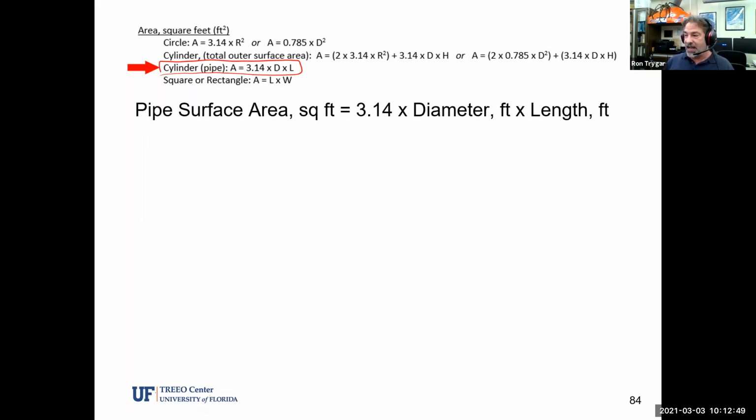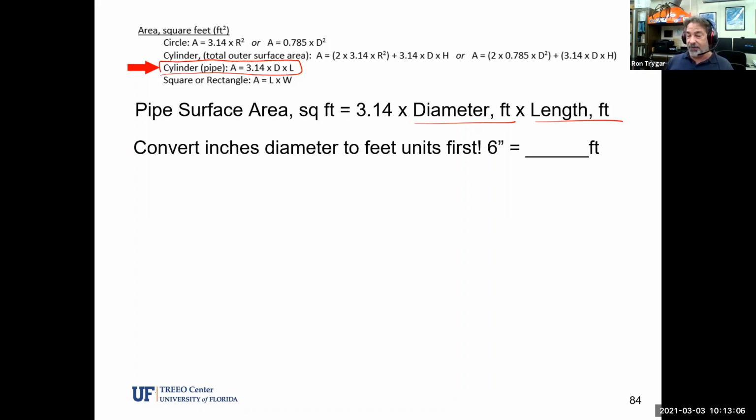So the pipe surface area for our example here is going to be 3.14 times the diameter in feet and the length in feet. I didn't give you the diameter in feet. I gave you the diameter in inches. So the first step is to convert the inches of diameter into feet. So 6 inches divided by 12 inches per foot, 6 divided by 12 is 0.5 feet. So I'm going to put that here, 0.5 feet. All right, so hopefully you guys are good with that so far. Now we've got one part of it done.